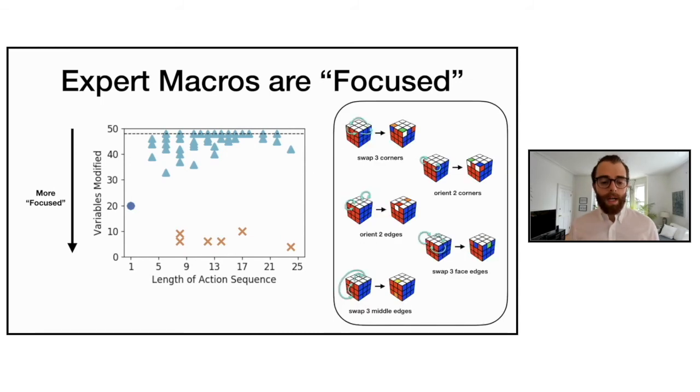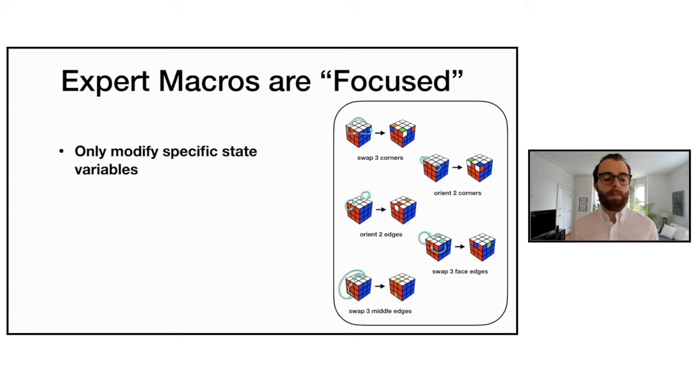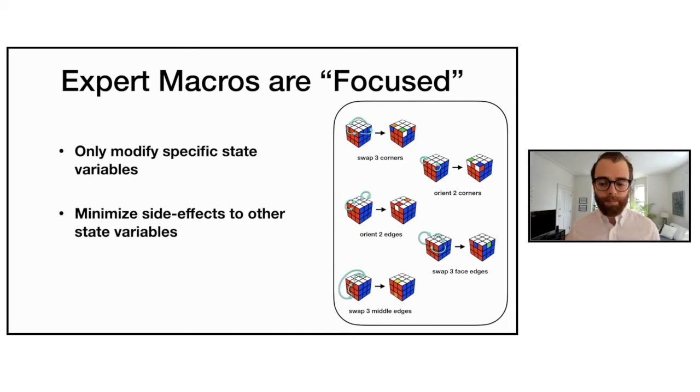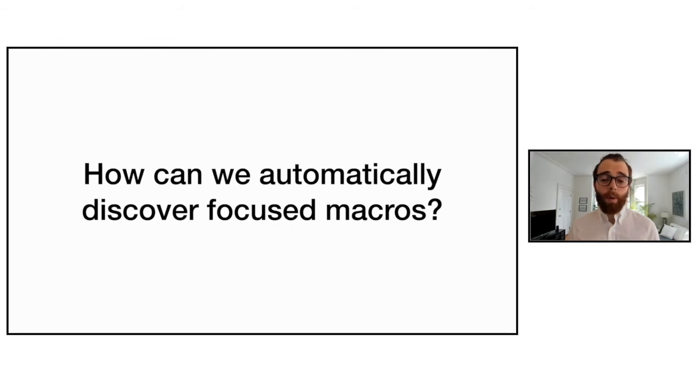And this also matches with our intuition about what these macro actions were. Here are some of the expert macro actions that we saw from before. What we see is that these are essentially only modifying specific state variables, and they're minimizing side effects to other state variables. So they have this intuitive explanation of what's going on there. Now, the real question is, how can we automatically discover focused macro actions? Because we don't want to hand specify these expert macros for every planning problem. We'd like to ideally learn them automatically.